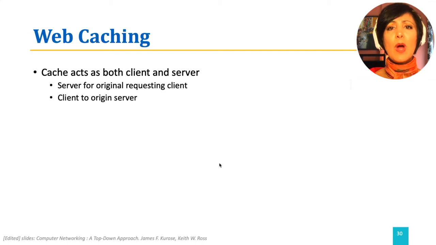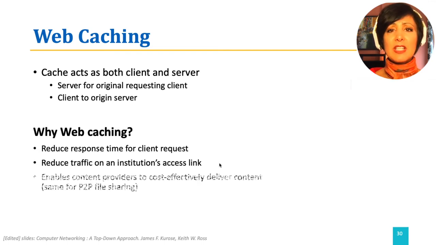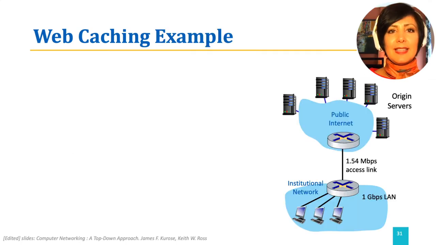But why would an ISP implement such a mechanism? Web caching is an inexpensive way of reducing access link usage and the response time to client requests. That makes web caching a cost-effective choice for bringing content to the user. Let's examine the effectiveness of web caching through an example.